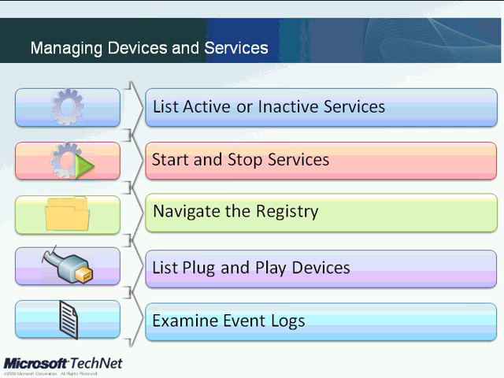Now, because the output of the commandlets are objects, they can be used in automation scripts to manage a single desktop or multiple desktop computers across the enterprise. For example, Windows PowerShell includes a Get-Service commandlet that allows you to get the status of a specific service on the computer or a list of all active or inactive services.